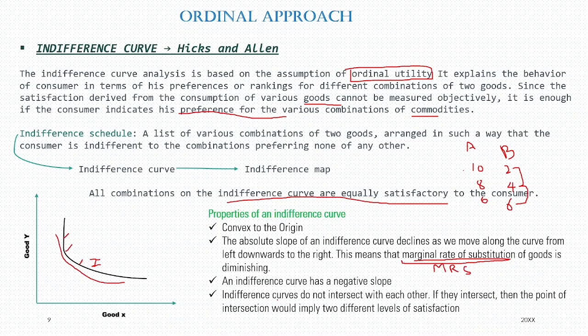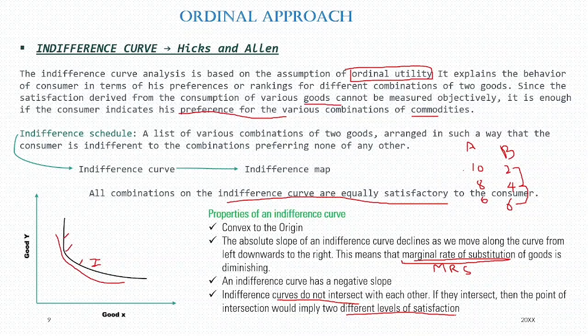Two indifference curves will never intersect. If they intersect, it means that at the same point there would be different levels of satisfaction, which is not possible. So indifference curves never intersect. Remember these four points. These are the properties of indifference curves, and many times the question is asked that an indifference curve is convex to the origin, its slope is negative, and they never intersect.